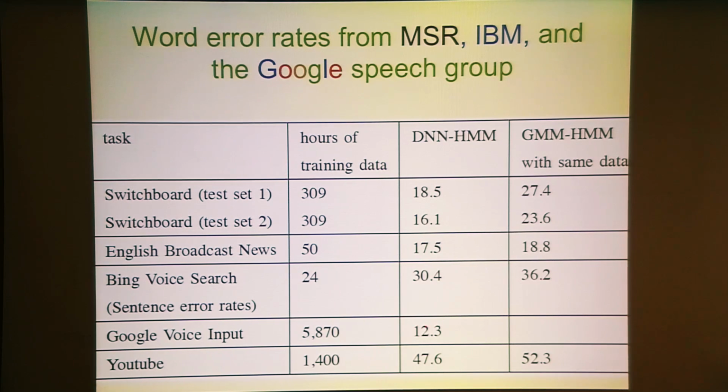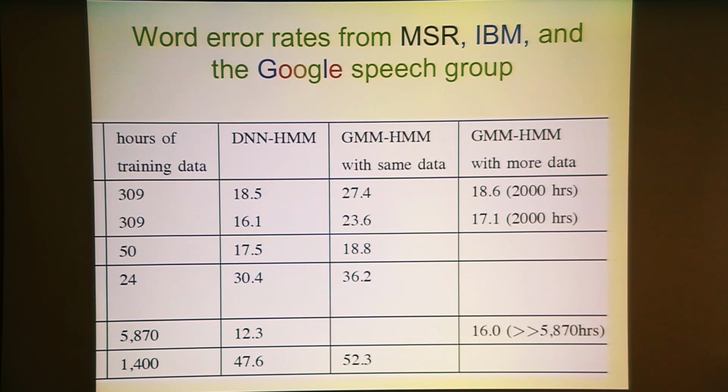They got down to 12.3%, and I need another slide to show you where they started. They started with a lot more than 5,000 hours of training with the Gaussian mixture models, and they were getting 16% error. And so that's a huge improvement. They got rid of like a quarter of their errors. And it's even better now.